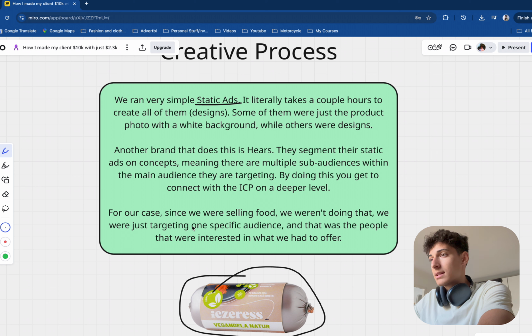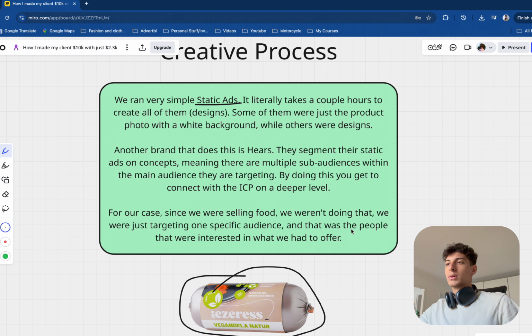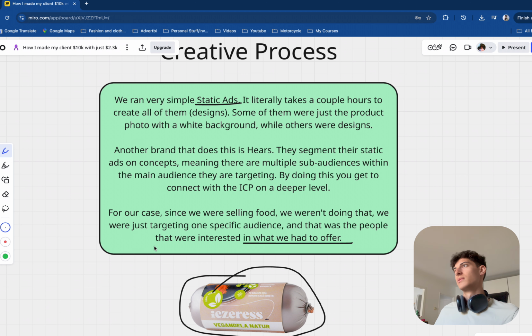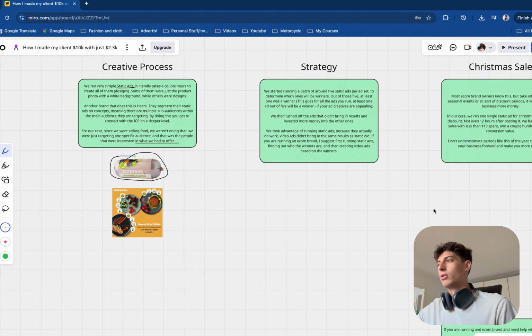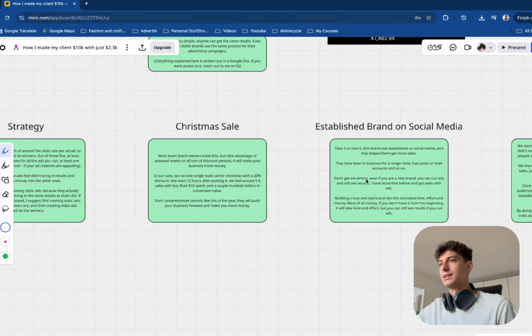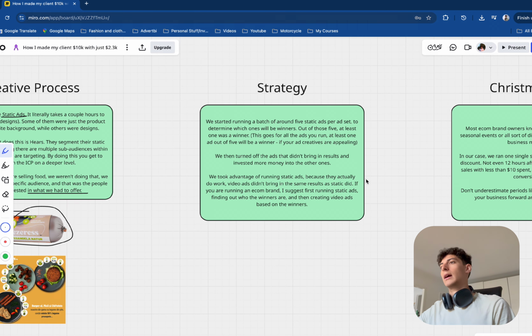Now, in our case, since we were selling food, we weren't doing that. We were just targeting one specific audience, and that was just the people that were interested in what we had to offer. When you're running ads for a food brand, in our case, it didn't really make sense to do the concept model, because we were running multiple products. We were running this product and all sorts of other products, just trying to find out which ones are winners. I'll go into the audience a bit at the end here, talking about what we did. Nothing too complex, nothing with the concept model, but it did work.